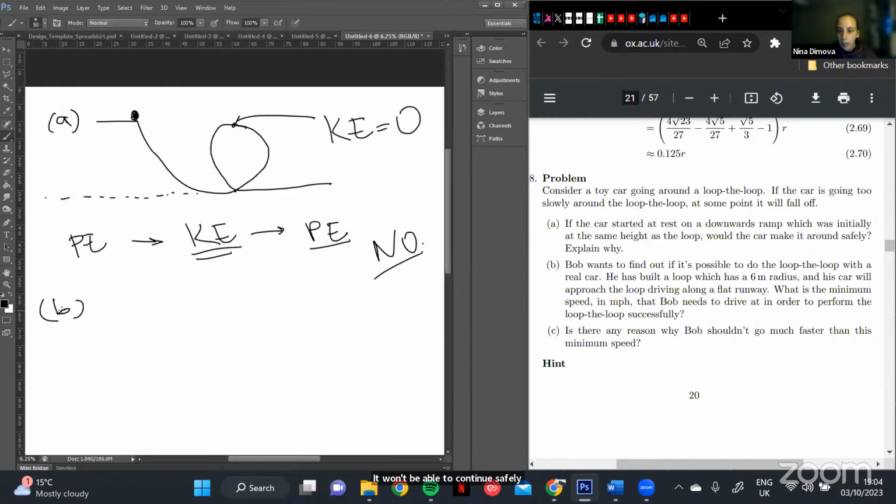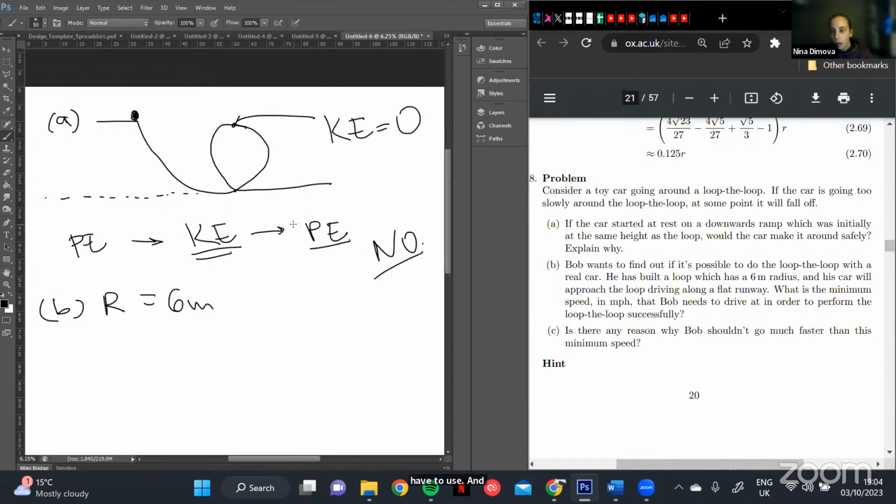Part B is where you get to do a bit more maths. Bob wants to find out if it's possible to do the loop with a real car. He has built a loop which has a 6-meter radius. Usually while I'm reading the problem, I try to write down all of the numbers I'm given, because how you build your equations is often based on what you're given. This could be a good clue to what formulas you have to use.